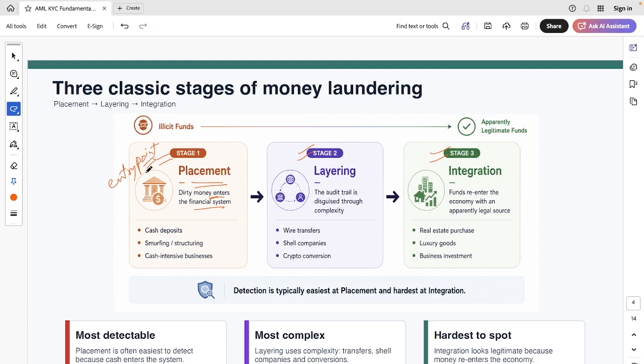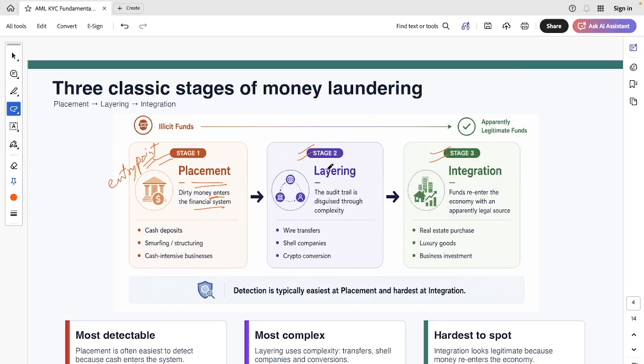This is often the most detectable stage because cash or unusual deposits are entering the system. So if someone with a modest income suddenly deposits huge cash amounts, the bank must ask questions about the source of this money. Second is layering. Layering means money is moved around to hide the trail.